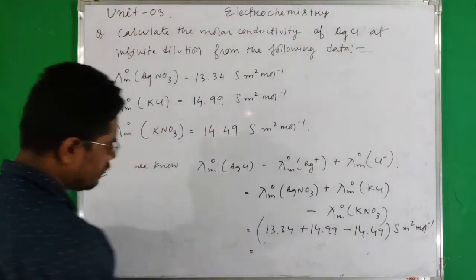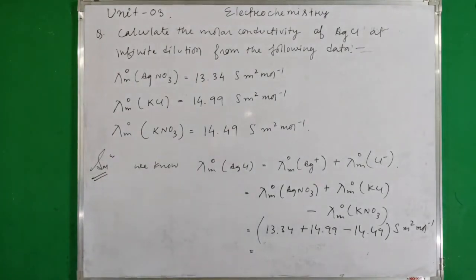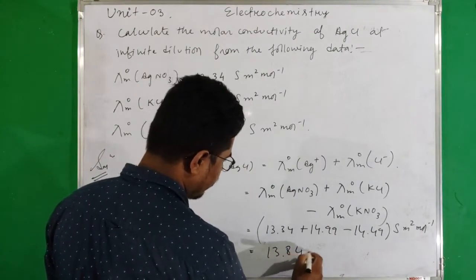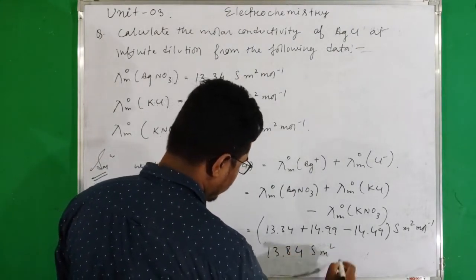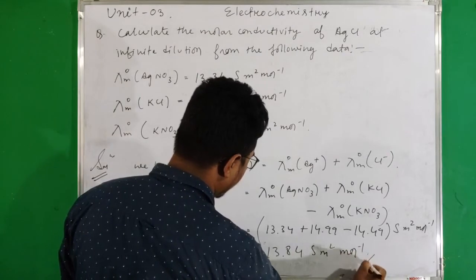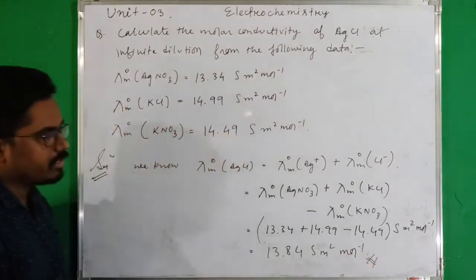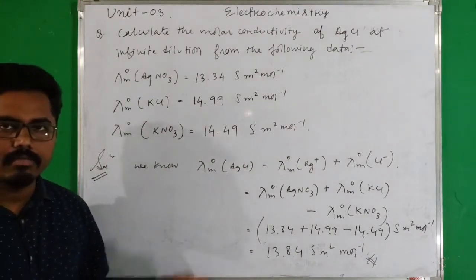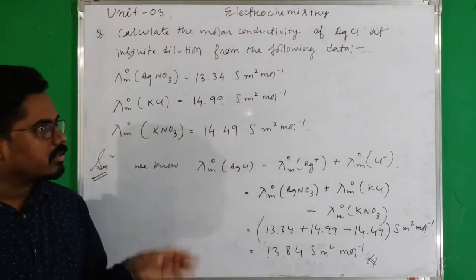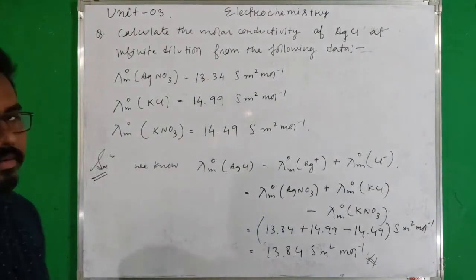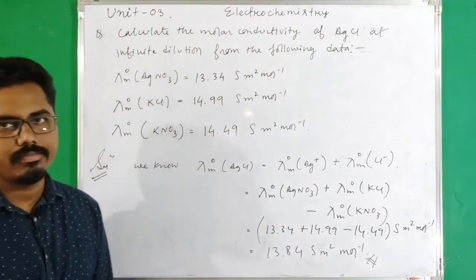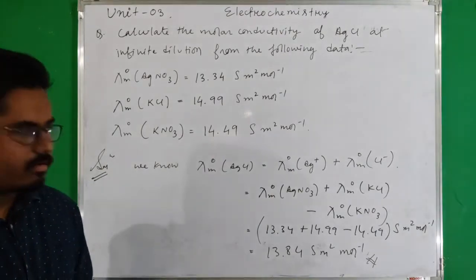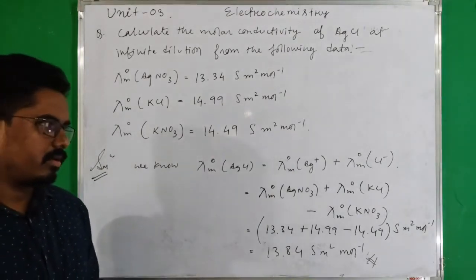So after calculating, the answer is 13.84 Siemens meter square per mole. So we have determined the limiting molar conductivity of silver chloride from the given data using Kohlrausch law of independent migration of ions. So earlier we have determined for acetic acid. So now we have determined for silver chloride.